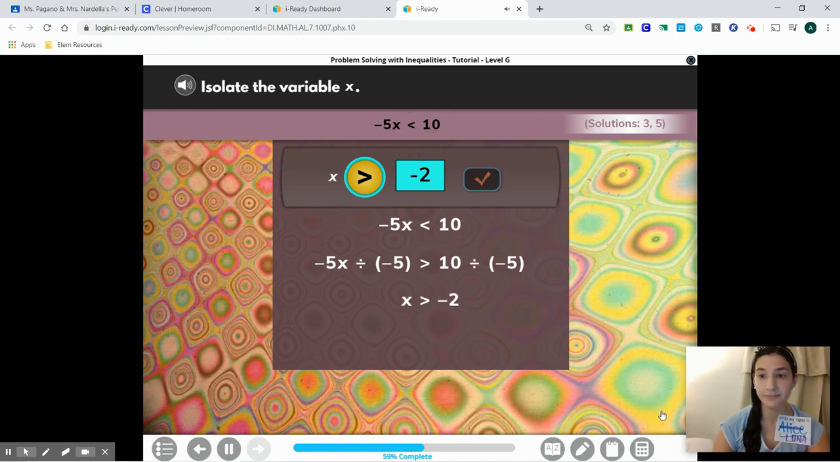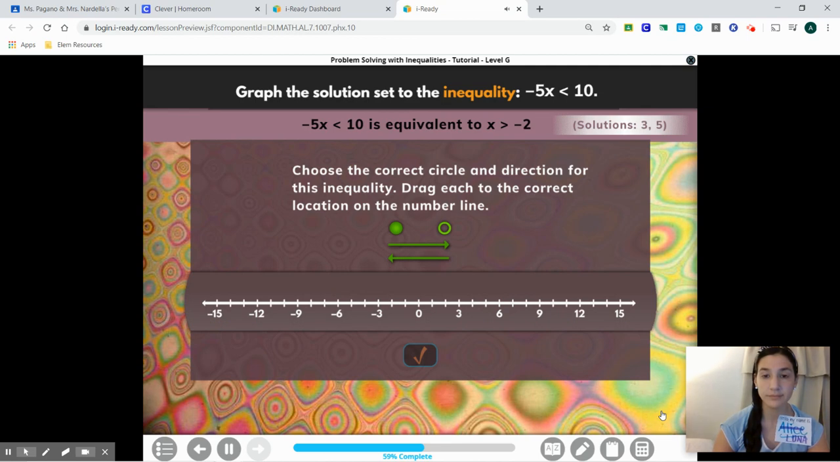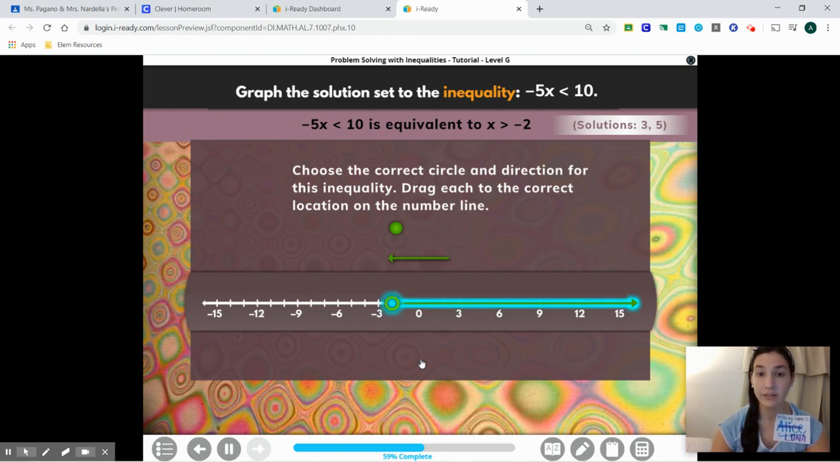Let's graph it. Graph the solution set to the inequality. We see up here that it's x greater than -2. So we know greater than, we just want an open circle, go over to -2 right here. And now we're going to look at our arrow. We're talking about greater than -2, so all the numbers greater than -2 are to the right, so we want our arrow pointing this way. And here we go. I think you're almost ready to meet the queen. Oh boy.